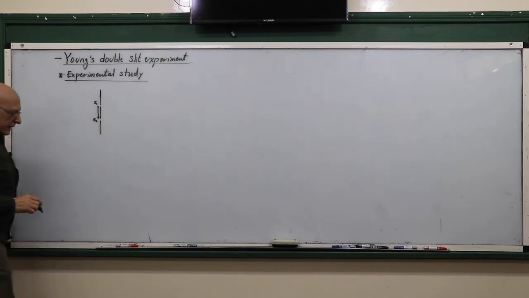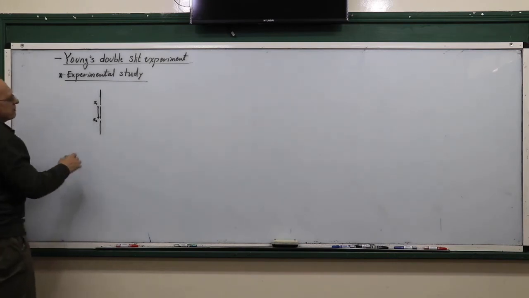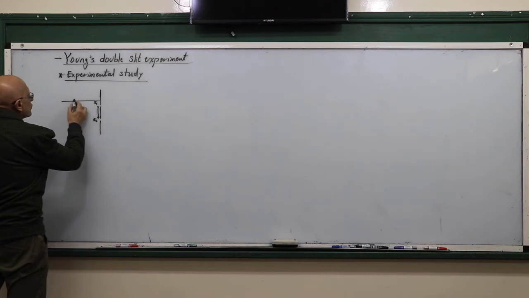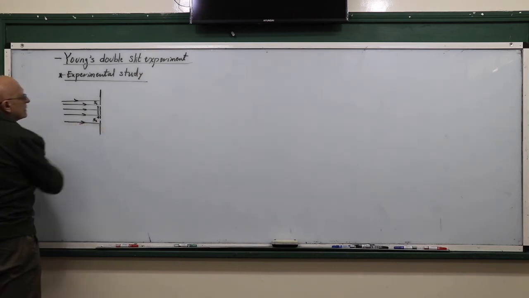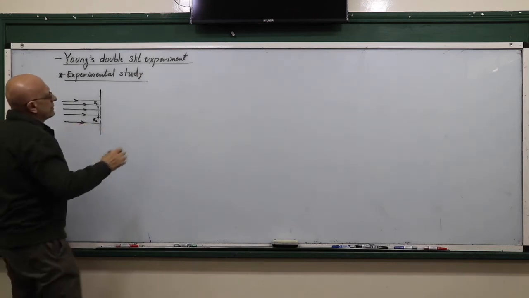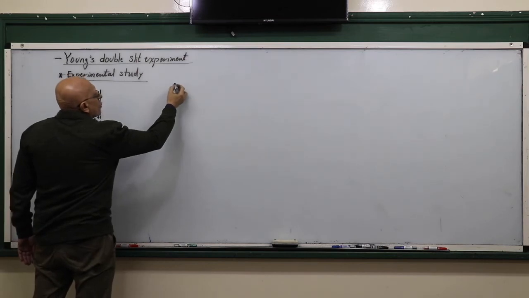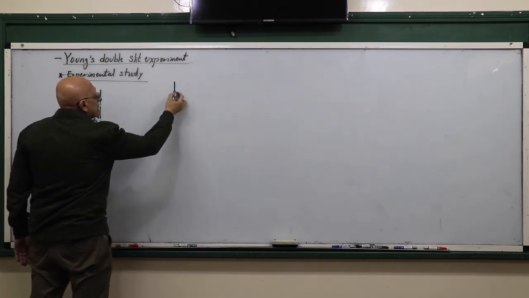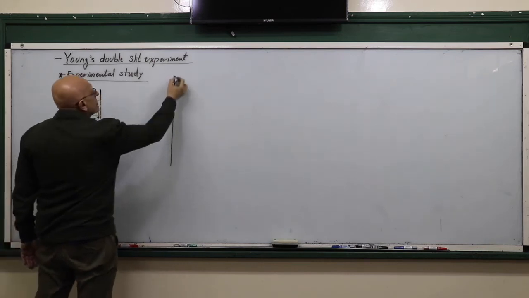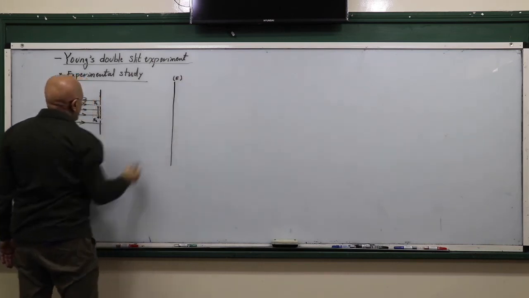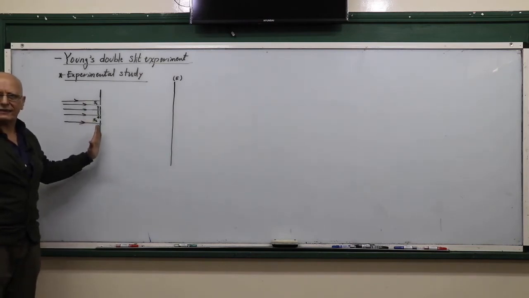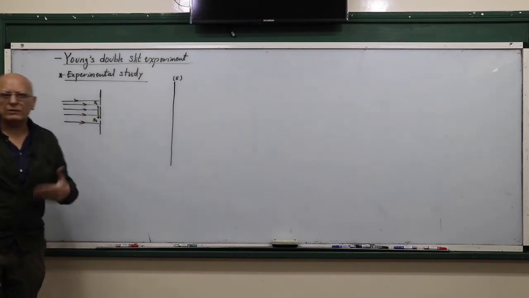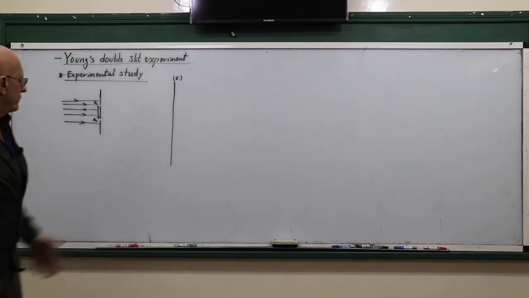I can send a laser beam. This is the laser beam, which is a cylindrical beam, towards S1 and S2. And I want to observe what happens at a screen E placed at distance D from the plane of the slits, which is about 1 meter or more.